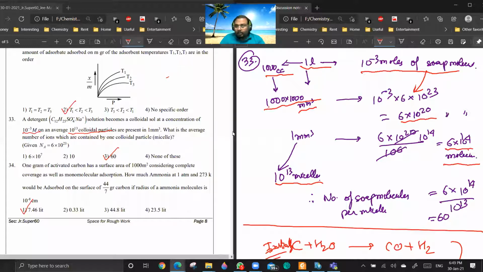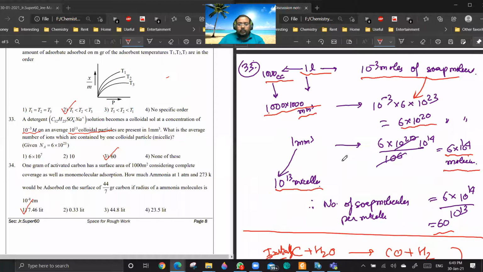So you can calculate the number of soap molecules per micelle, that is number of molecules divided by number of micelles. Yes or no? The answer will be 60. Getting the point? Okay. So this brings us to 34.